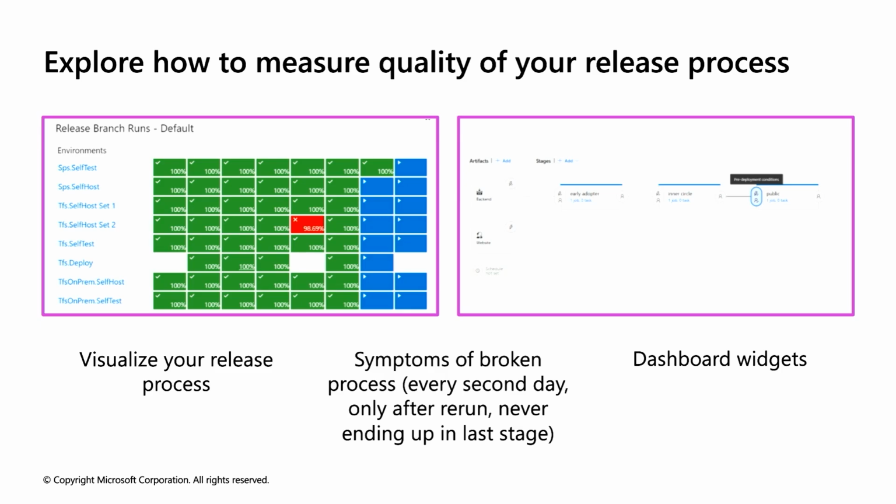The second image illustrates the release pipeline with artifacts and stages, highlighting how deployment flows through different environments like early adopter, inner circle, and public. And this structure makes it easy to see which jobs and tasks are linked to each stage and where pre-deployment controls are applied.